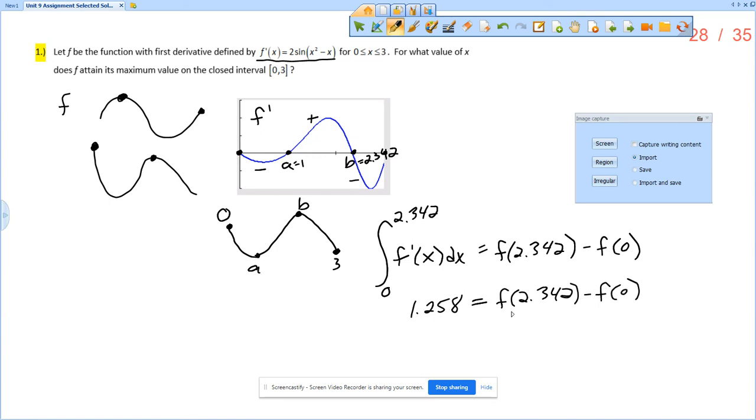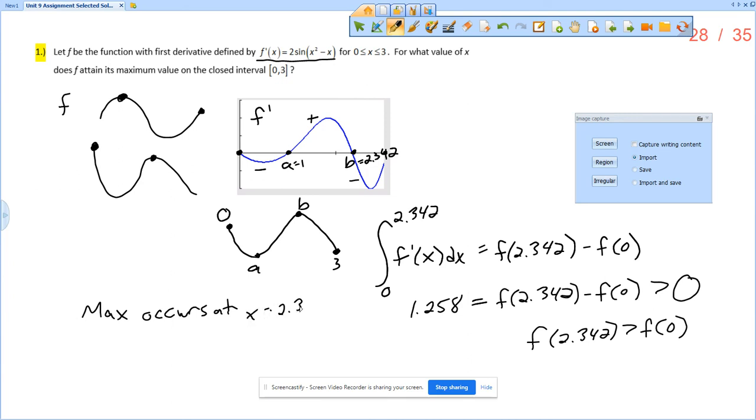The key is that this thing equals a positive number. So this thing is greater than 0, which means that if we add f of 0, we get f of 2.342 is greater than f of 0. So where does the maximum occur? Well, the maximum must occur at x equals 2.342, because f of 2.342 is greater than f of 0. So max occurs at x equals 2.342.